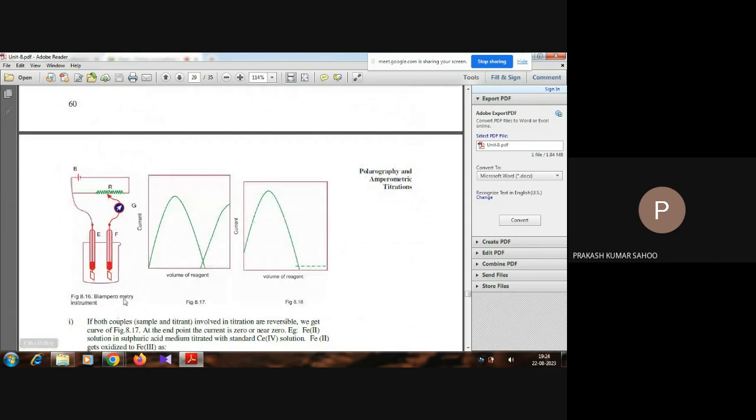This is a biamperometric instrument where two electrodes are used. One galvanometer is there, and this is a circuit diagram.